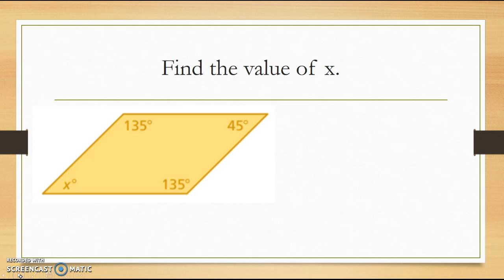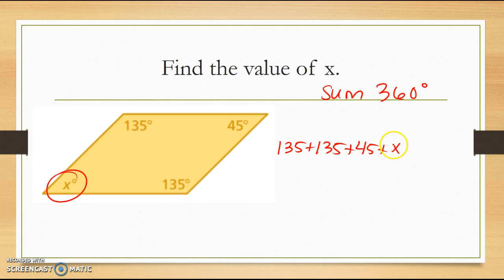So we talked about how every quadrilateral has a sum of 360 degrees because it is made up of two triangles, and each triangle has a sum of 180 degrees. So here we're given three of our angle measures along with this x degrees. So we're going to set up an equation: 135 plus 135 plus 45 plus x is set equal to 360.